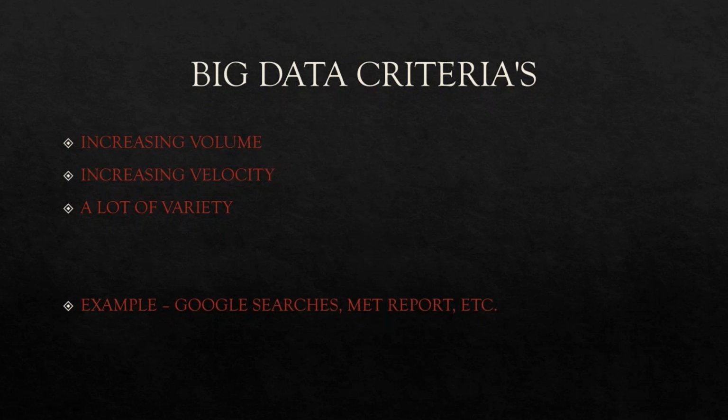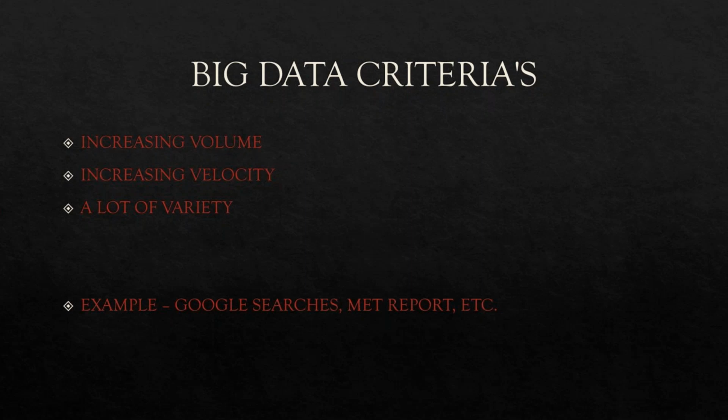The velocity is also increasing, for example, the speed of the data being added is also increasing, and then there's a lot of variety in the data. If these three things are present in any data set, it qualifies as big data. Examples are your Google searches and Met reports, that is, the meteorological department of India. Where is the rainfall? Where is the drought? What would the climate be tomorrow? What has the climate been all these days in this month or this year? Everything is reported to Met, so that also qualifies as big data.